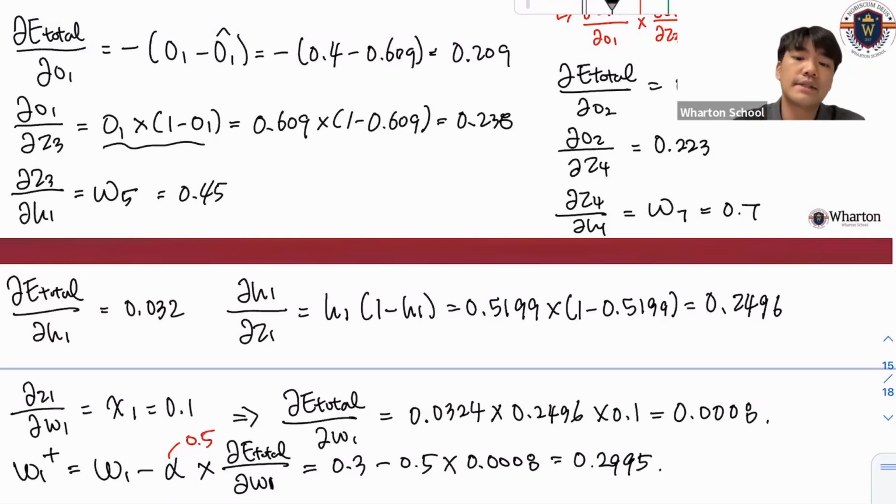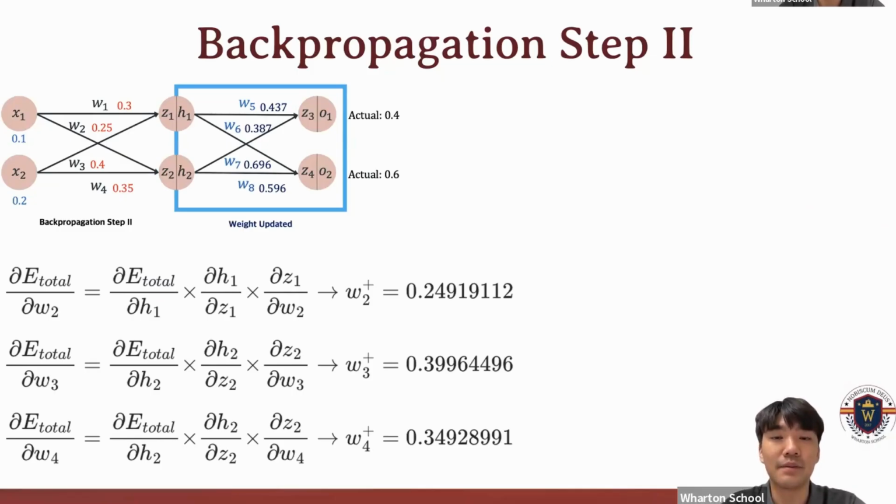Now, we can apply the same process to calculate and update W2, W3, and W4. These are the answers for W2, W3, and W4. Try it on your own and compare with your answers. Next time, I'll explain the overall process of forward and backward propagation and the way to evaluate the overall process of the neural network. Thank you.